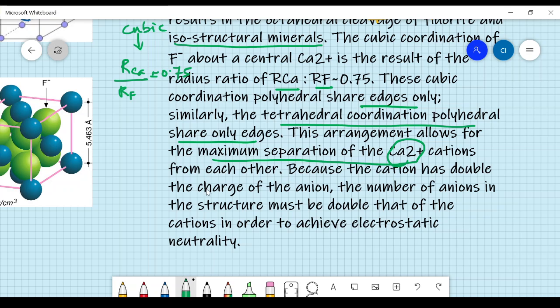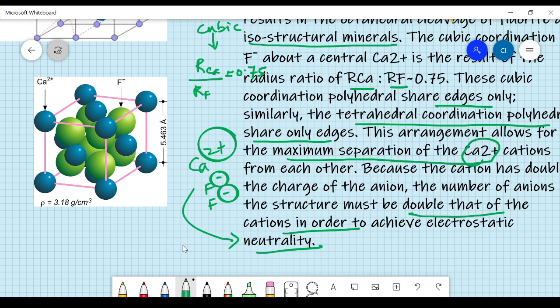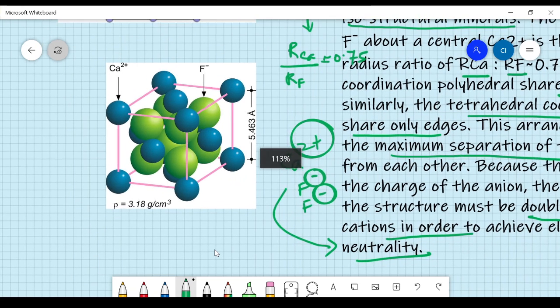Because the cation has double the charge of the anion, the number of anions in the structure must be double that of the cations in order to achieve electrostatic neutrality. So what it is telling is, if you have Ca2+, you should have sufficient F minus. Each Ca2+ is to be balanced by these minus charges. That is how you maintain the electrical neutrality. So this is the structure that you should write about calcium fluoride.